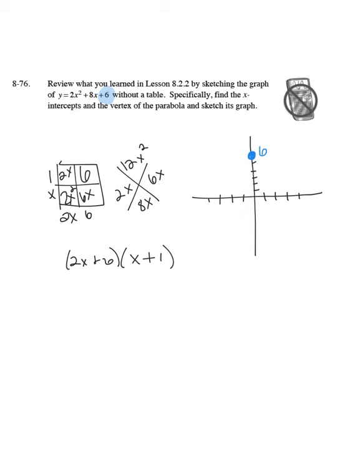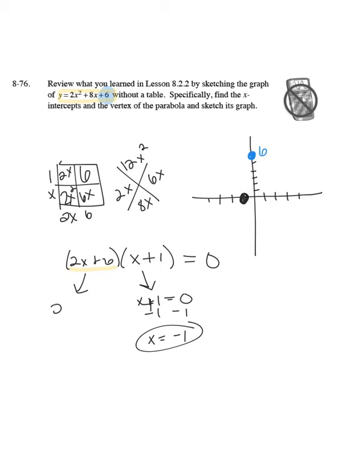I'm noticing that I missed taking out the greatest common factor before I started factoring. There's still a common factor of 2. That doesn't change my x-intercepts. It doesn't matter that I missed that step. So now we're still going to find our x-intercepts by looking at when each factor could be equal to 0. So x plus 1 is equal to 0. If we minus 1, it's at x equals negative 1. There's one x-intercept.